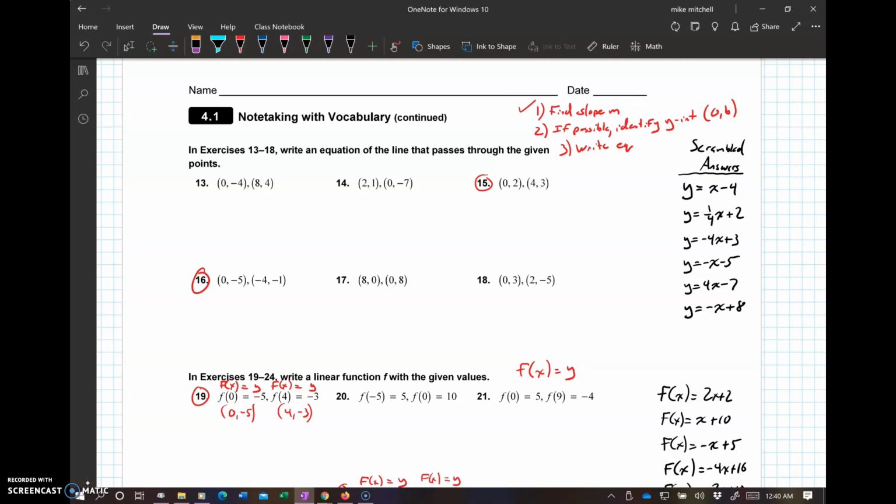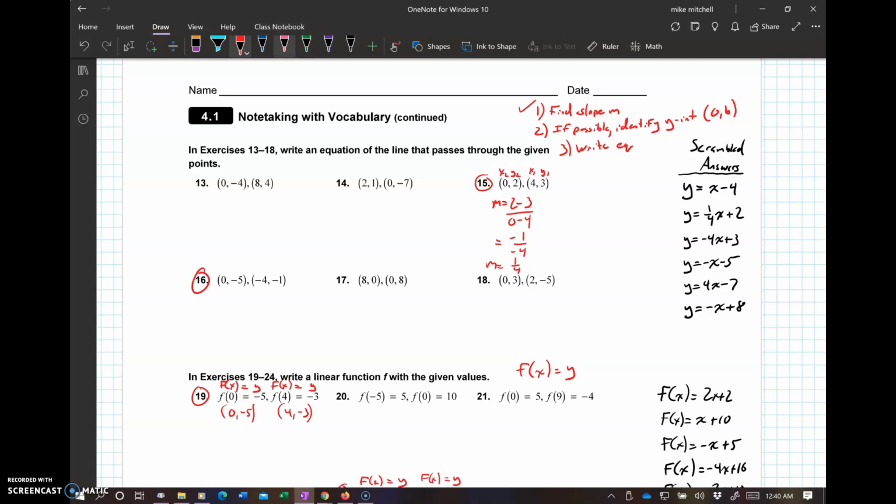So I just get in here and I'm going to label my points. x2, y2, x1, y1. I'm going to find my slope. 2 minus 3 over 0 minus 4. That gives me negative 1 over negative 4, which is just 1/4. So there's my slope. Okay?